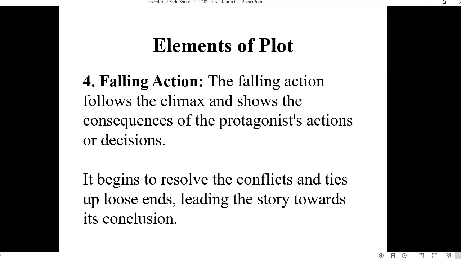So since there is nothing that will be worse than what has happened at the climax, we begin to see that the problem that has created tension will begin to have some solution. The major character will begin to find solution to the problem, or solution will begin to come for the problem that might have arisen from exposition, rising action towards the climax.